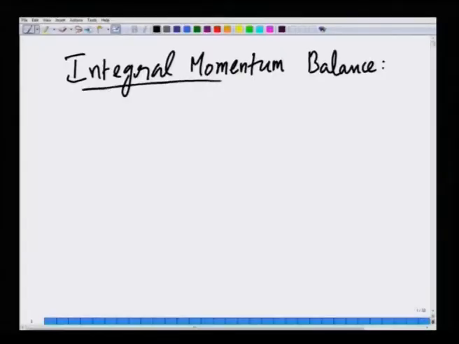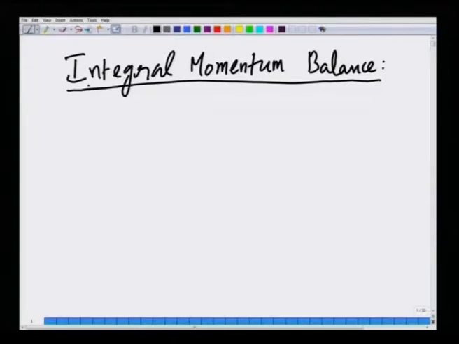In the last lecture, we nearly completed the discussion on integral momentum balance, and we also illustrated its application through an example, whereby we calculated the force due to a jet that impinges on a solid surface, and we showed how the integral momentum balance can be used to evaluate the force. And there is one further thing that we have to discuss before we complete this topic.